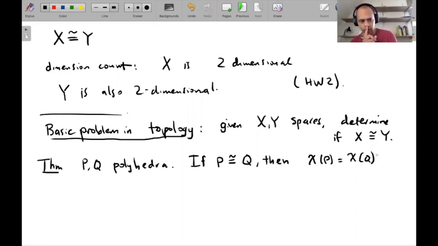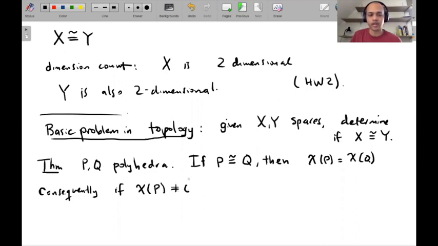So let's see. Well, the reason I'm telling you about this theorem is because it gives you a tool to test whether 2 spaces are topologically equivalent or not. So as a consequence, if you have 2 polyhedra and they have different Euler characteristic, Euler number, then they're not topologically equivalent.